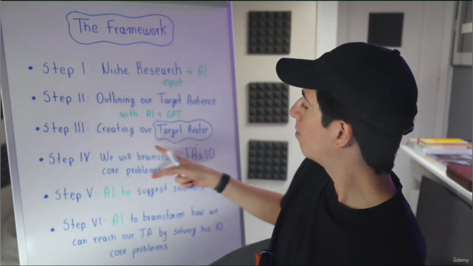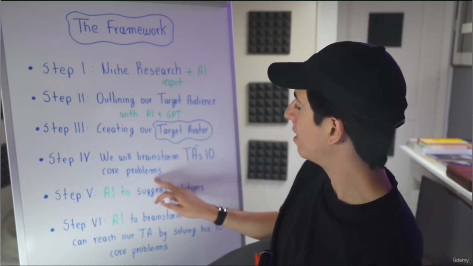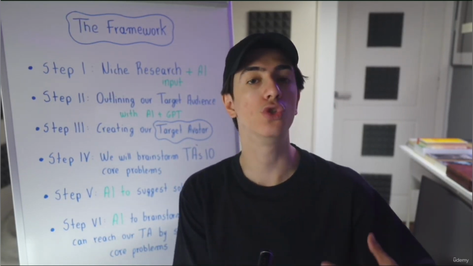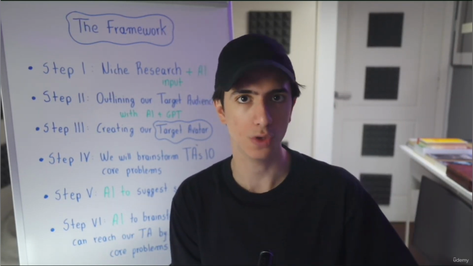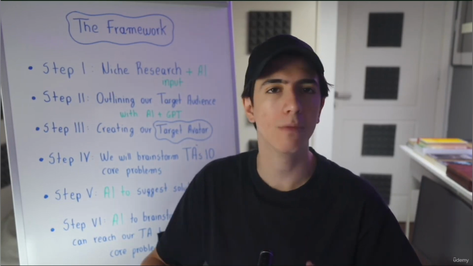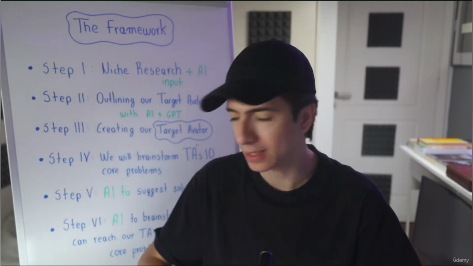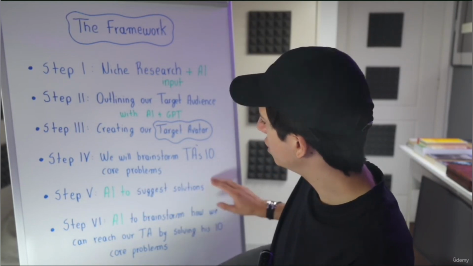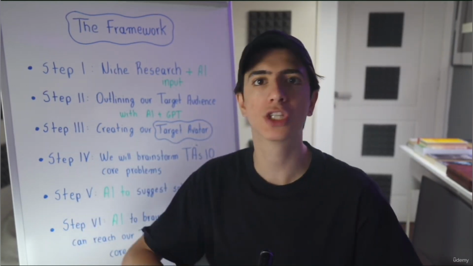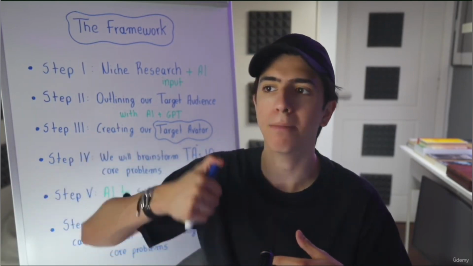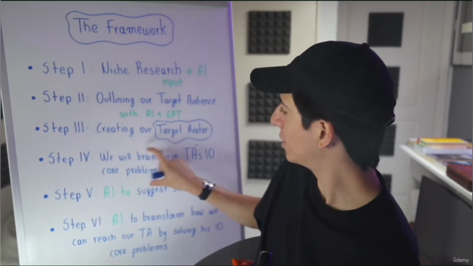So after we brainstorm the target avatar's 10 core problems, in step 5, we're going to be using artificial intelligence to suggest solutions to these problems. And these solutions are going to be pretty much the marketing, the products and the services that we're going to be marketing. In general, we're going to be suggesting solutions which could be different products, different services, different types of products and different types of services that we can apply to solve our target avatar's 10 core problems.